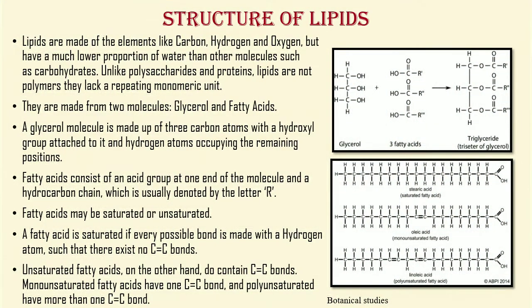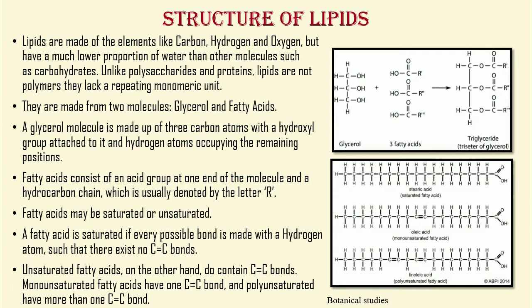Structure of lipids. Lipids are made up of elements like carbon, hydrogen, and oxygen, but have much lower proportions of oxygen than other molecules, such as carbohydrates. Unlike polysaccharides and proteins, lipids are not polymers. They lack repeating monomeric units. They are made from two molecules, glycerol and fatty acids.